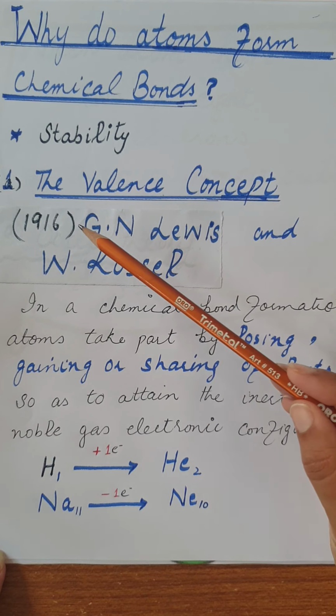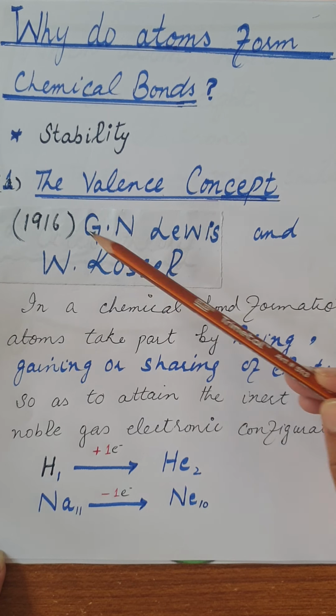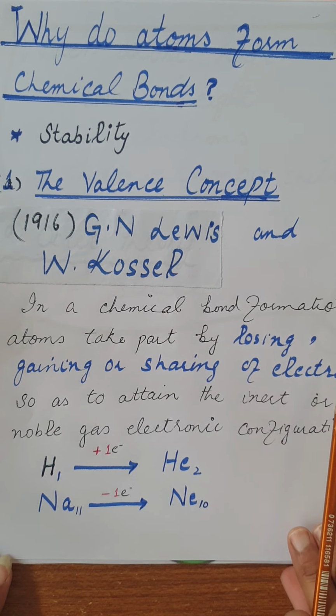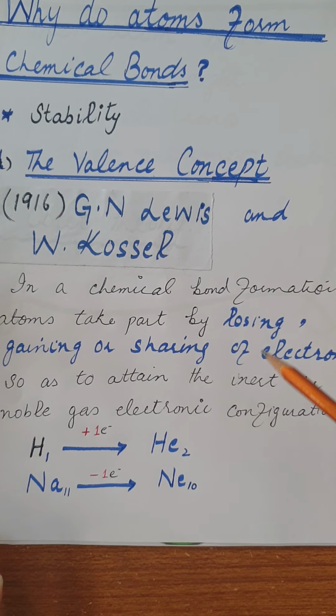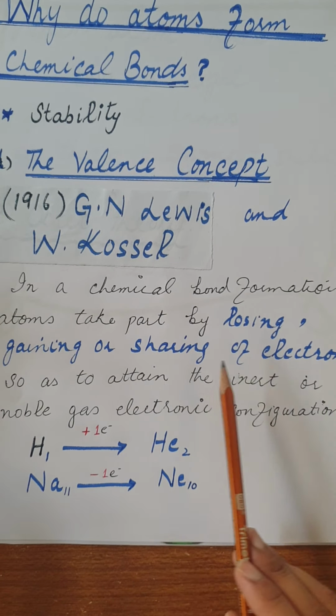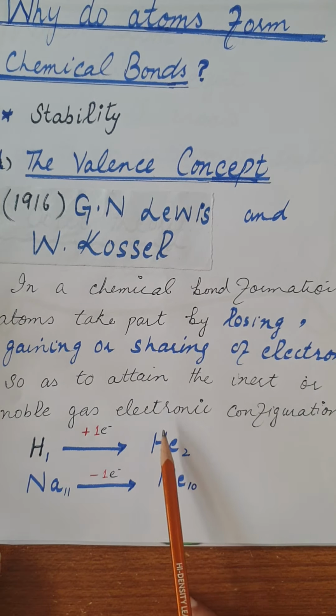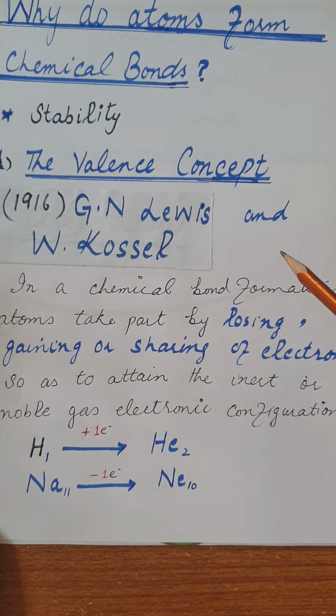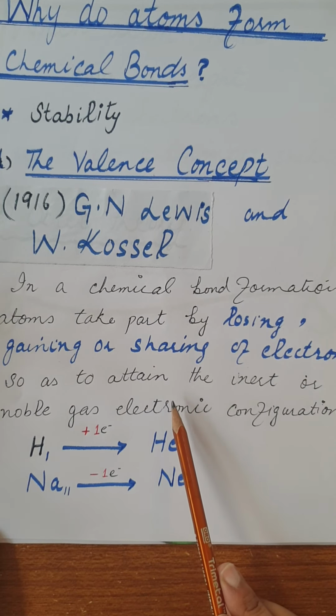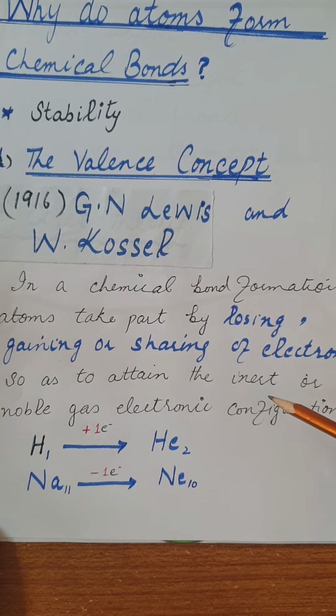The Valence Concept was given by two chemists, G. N. Lewis and W. Kossel in 1916. What is that concept? In chemical bond formation, atoms take part by losing, gaining or sharing of electrons so as to attain the inert or noble gas electronic configuration. There are two main aspects of this concept: atoms lose electrons, gain electrons, or share electrons. This is due to the stability of an atom, that is, they become stable if they attain the electronic configuration of the noble gases.